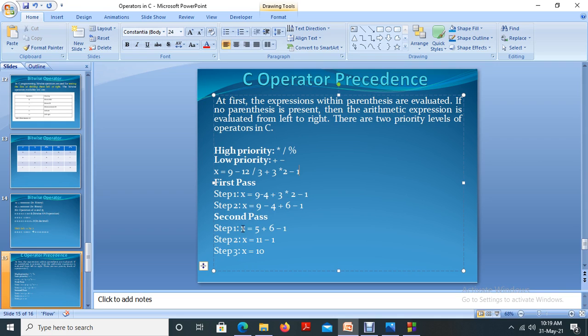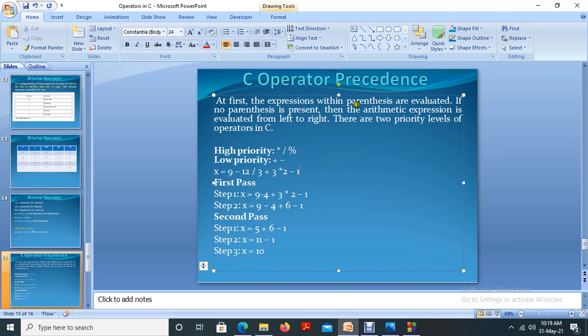In the second pass, now we are having plus and minus operators. So all are having the same priority. So we will take from left to right. So in this case, 9 minus 4, that is 5, plus 6 minus 1, that is the first step. Second step, 5 plus 6, that is 11, and the third step, 11 minus 1, 10. This is the meaning of this operator precedence.